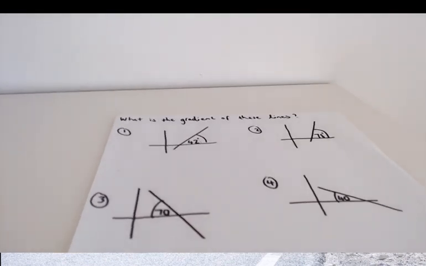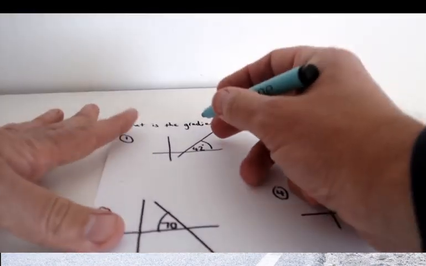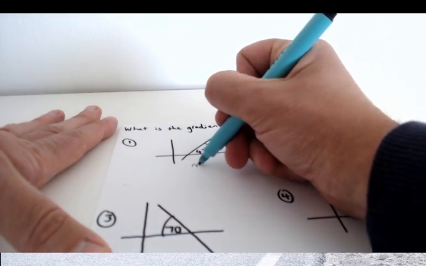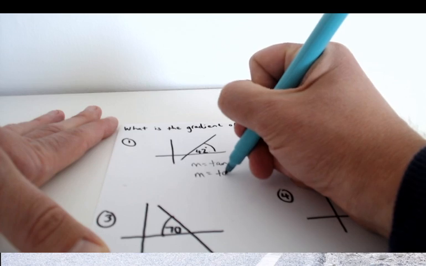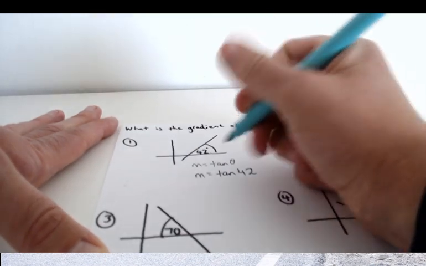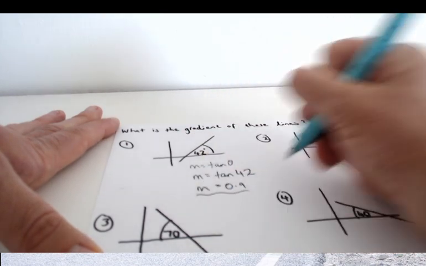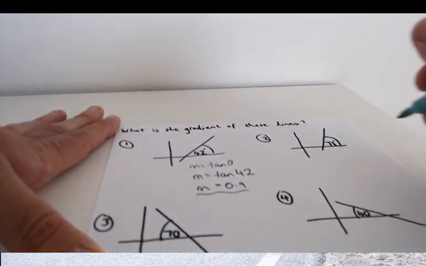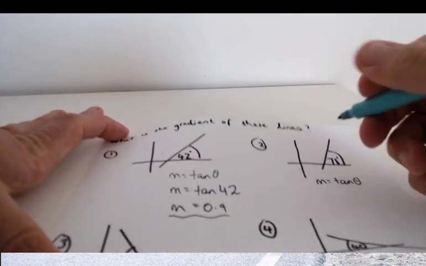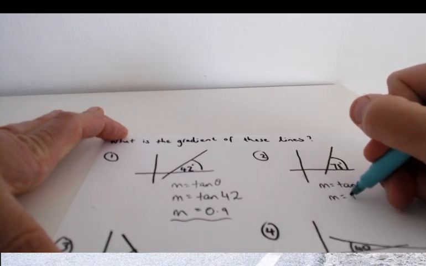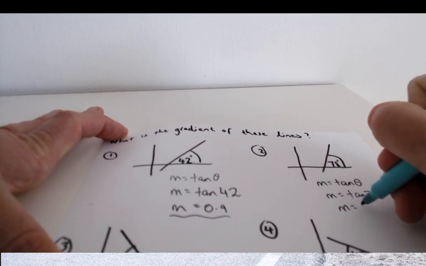Okay, so for question number 1, what is the gradient of these lines? We are going to use m equals tan theta, and m will equal tan of 42. If you check that in the calculator, tan of 42 works out to be 0.9. Job done. On to the next one. m equals tan theta. The angle is 78, so tan of 78. Check that on the calculator.